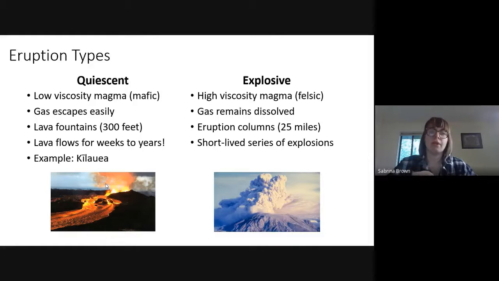So an example of a quiescent eruption is the Kilauea volcano in Hawaii. So the Hawaiian volcanoes are a quiescent eruption with low viscosity magma and lots of lava flows that have been flowing for weeks to years. And then an example in recent history of an explosive eruption would be Mount St. Helens in Washington State.